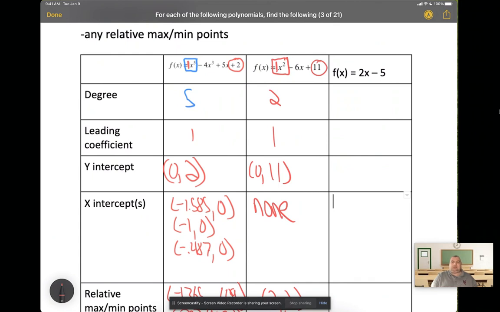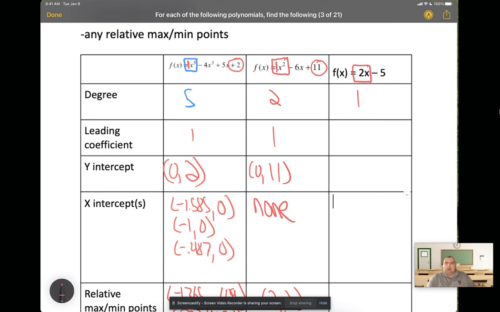So 2x minus 5. So first of all, for my degree, what is my largest exponent? Well, it turns out only one term has an x in it. So that term is going to have the largest exponent. In this case, this is 2x to the power of 1. So it is a degree 1 polynomial.